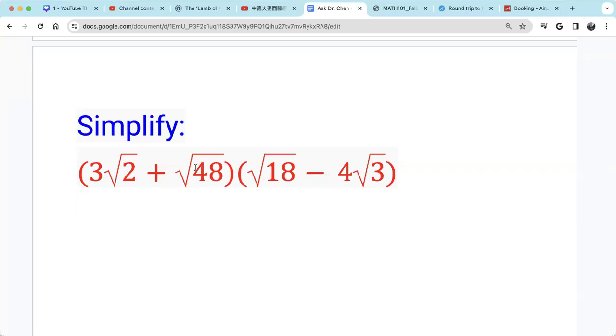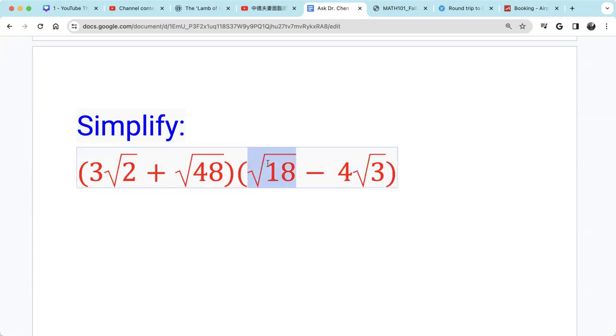So one way is we can simplify this, right? Because 48 is 16 times 3, and the square root of 16 is 4. So we can simplify the square root of 48 to be 4 radical 3. Then we see here we have plus 4 radical 3, and here we have minus 4 radical 3.